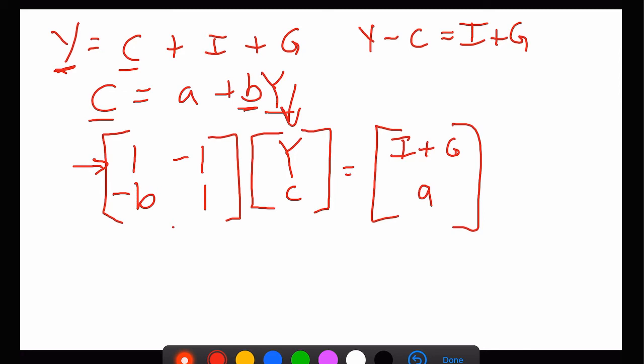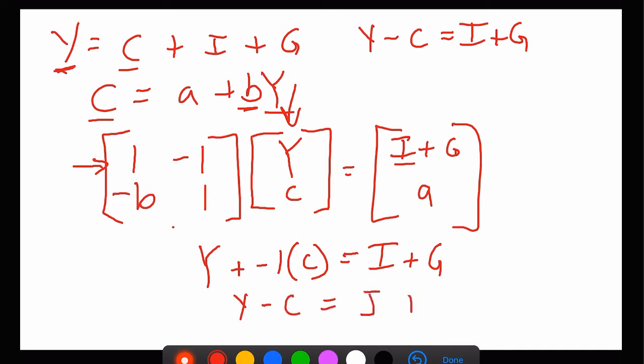1 times y minus 1 times c equals I plus g. Oh, y minus c equals I plus g. We see that? It's beautiful.